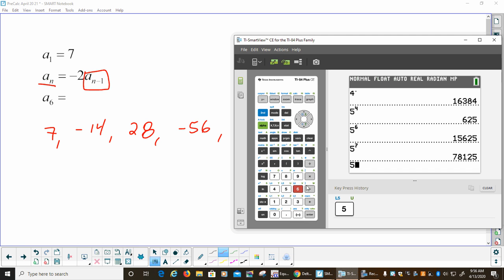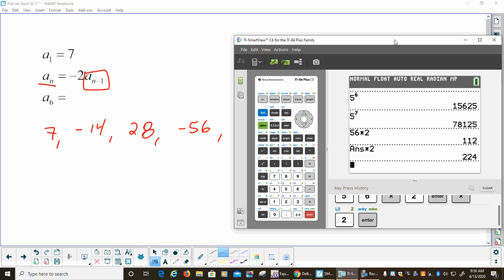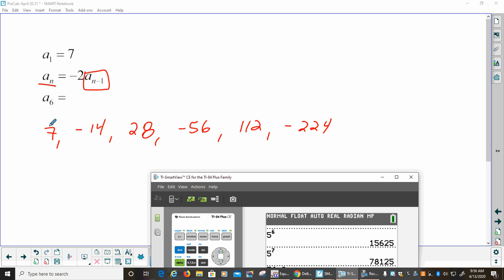So 56 times 2. You guys know sometimes I'm arithmetically challenged. So yep, 112 times 2. Yep, 224. Now what we're doing is we're alternating the sign. Positive, negative, positive, negative, positive, because you're multiplying by a -2.